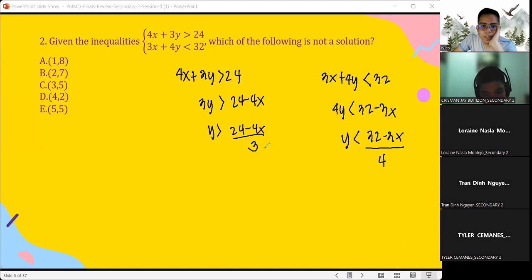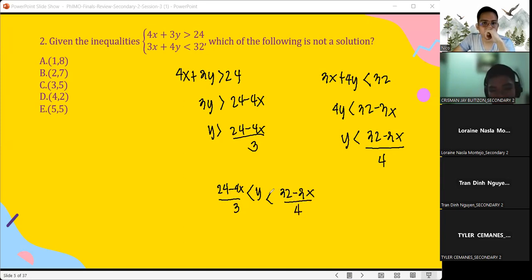So what could be the values for y here? Look, this one is greater than this, correct. And then this one is lesser than this. So rearranging, we have (24 minus 4x) over 3, and then we have (32 minus 3x) over 4. So what could be the values that is not a solution? If x is 1, then you'll get 20 divided by 3, that's 6.67, correct. So this is correct.